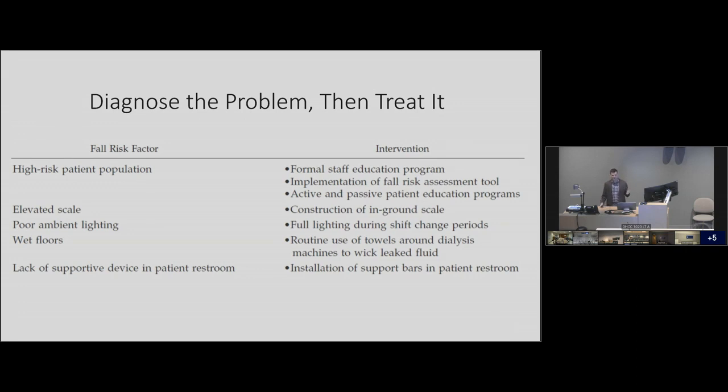Apparently all the floors were wet too. And I want to know where this was. I have to talk to Michael about this. But you can see how that root cause process helped them target their changes.